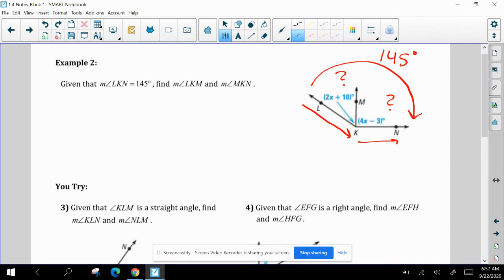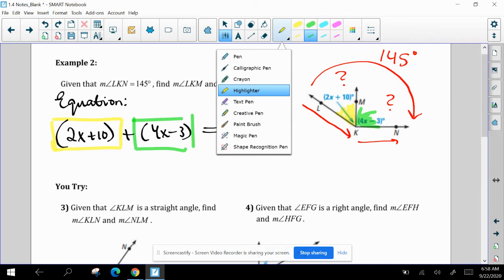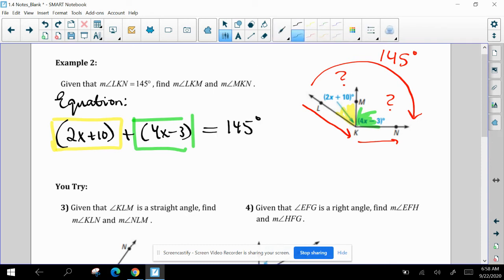Well, I have to start with an equation. So the first thing we're going to do is set up an equation. The sum of the two angles has to be equal to 145 degrees. I'm going to help us out with the highlighting. Here is our yellow angle, and here is our green angle, and then the total is 145. If we carefully do the algebra 1 part, we're going to combine like terms. So 2x plus 4x is 6x. 10 minus 3 is positive 7.